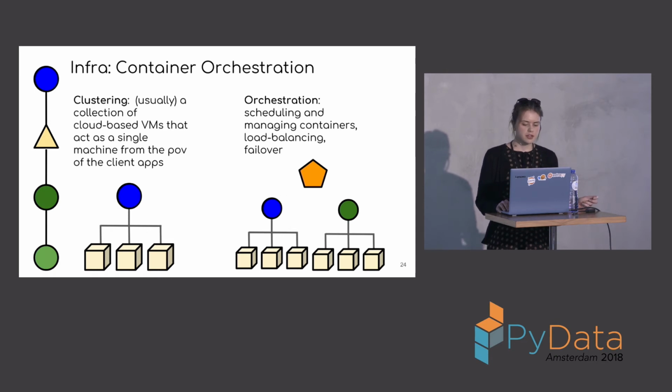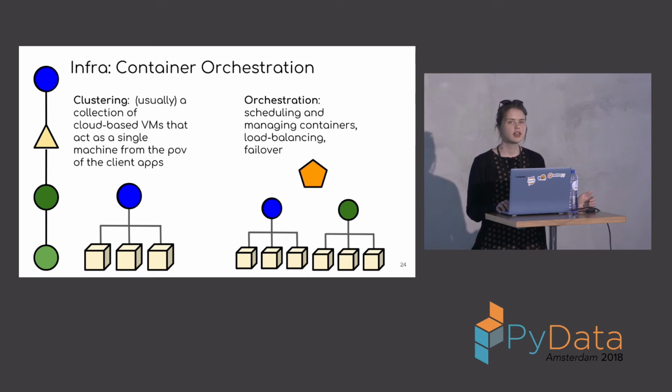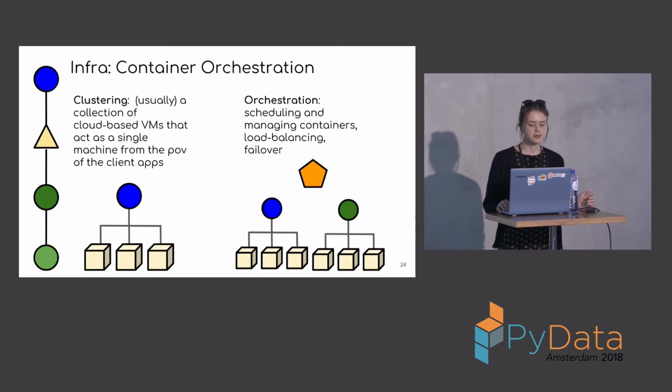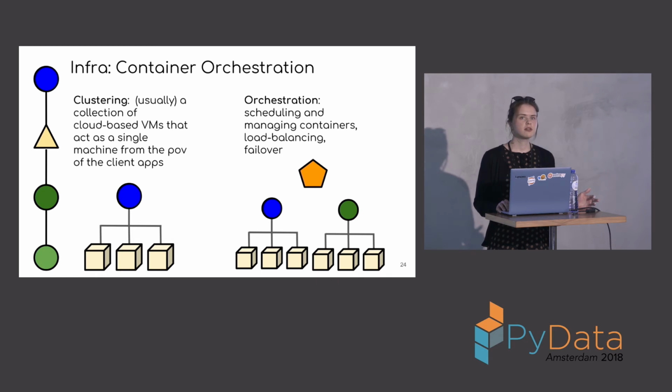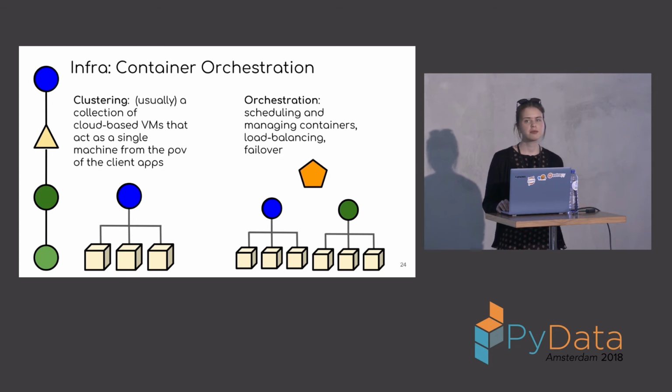So in the infrastructure software engineering space, there have been several solutions to this problem of managing large-scale containerized applications that need to have high availability. And these are known as container orchestrators. They take care of two main things for you. So first, they manage a cluster, which is a collection of cloud-based or on-premise machines that, from the application's point of view, look like a single machine.